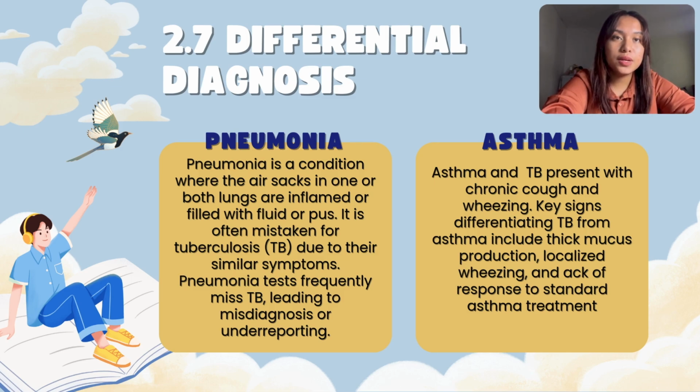TB can present like bacterial pneumonia or atypical pneumonia with a dry cough and other systemic signs. Research shows that TB can either cause severe pneumonia or increase the risk of secondary bacterial pneumonia. Pneumonia tests frequently miss TB, leading to misdiagnosis.